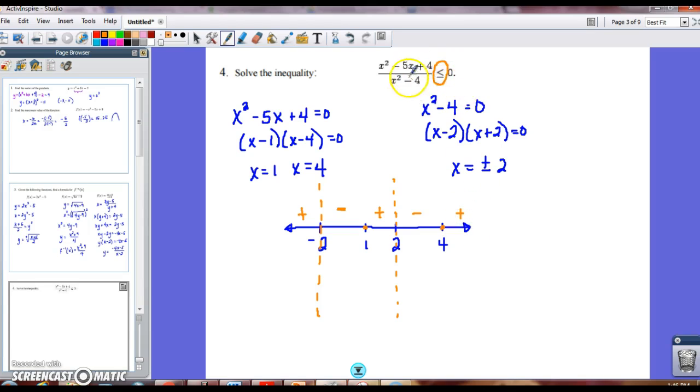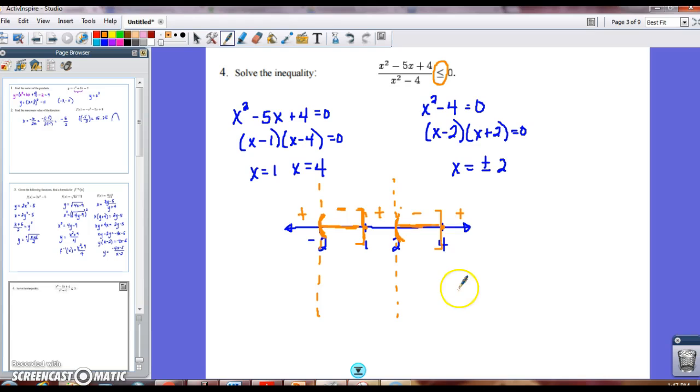So I'm looking for all the intervals where my function is less than or equal to 0, where it's negative. So it's negative between here, which I have to put a parenthesis because I can't actually ever equal negative 2. Here I can put a square bracket because I actually can be equal to negative 1. So here and here, so this would be a parenthesis, and this would also be a square bracket. So this is my solution set.